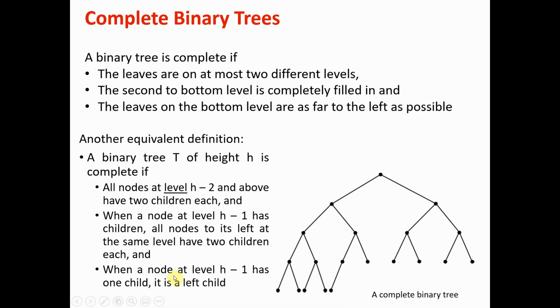And the last condition is saying that when a node at level h minus 1 has only 1 child, it should be a left child. It cannot be a right child, right? So here you see that at level h minus 1, this node has only one child, right? And it's at the left, right? So this also satisfies this condition. So all three conditions are satisfied.